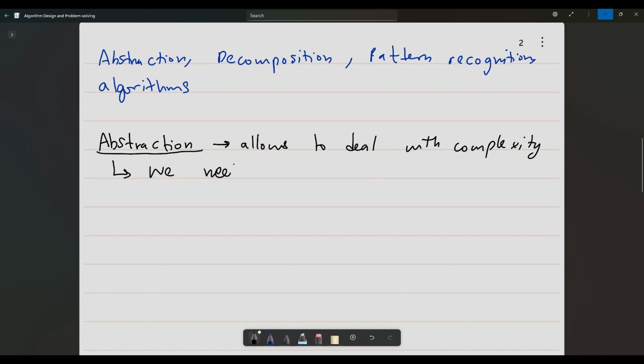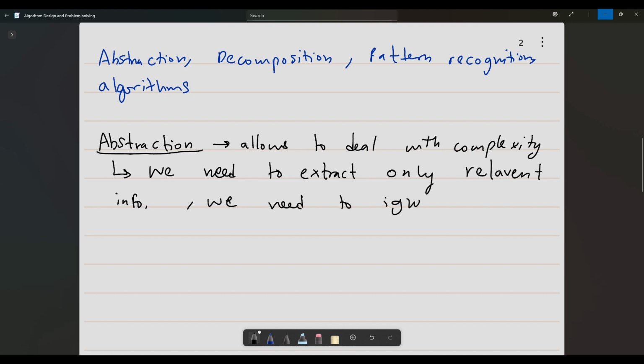So abstraction is: we need to extract only relevant information, and ignore it if it is not required to solve the problem. Okay, so that is what abstraction is.